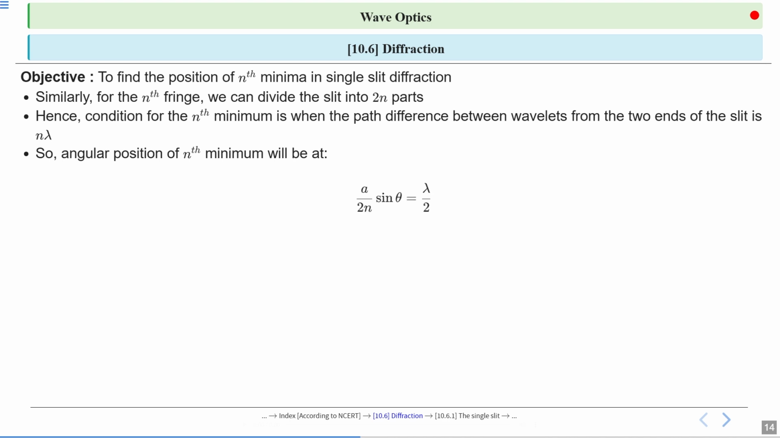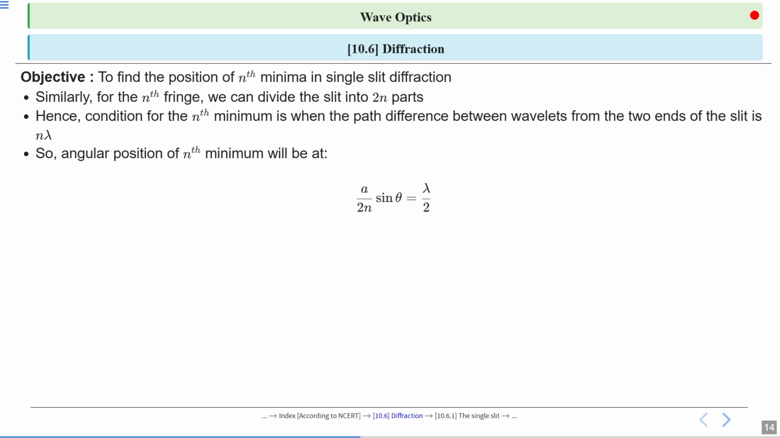So the equation a upon 2n. What is the path difference between wavelets originating from two consecutive sections, two consecutive parts of the slit that is being divided into 2n parts? That is a by 2n sine theta. That is the path difference between two consecutive wavelets originating from two consecutive sections of the slit, and that path difference should be equal to lambda by 2.